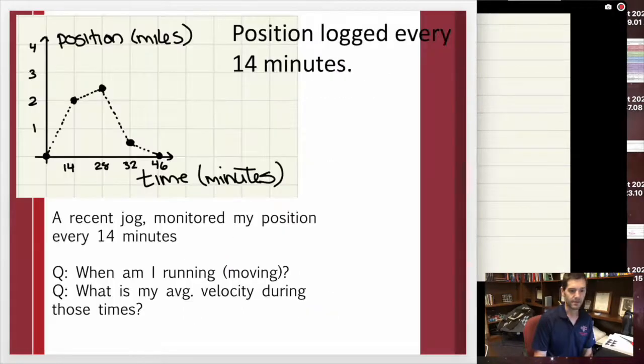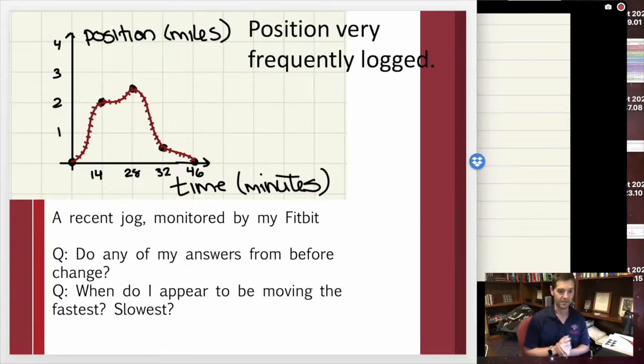And I think I ended the last lecture saying that you might think about this. For this position plot here for me jogging, this is me recording data every 14 minutes. But what if instead I had my Apple Watch or Fitbit recording data every second? It might look something like this. It would still agree with the answers I got every 14 minutes, which is the black dots there, but the curve might have some more interesting features along the way as I go between the data points.